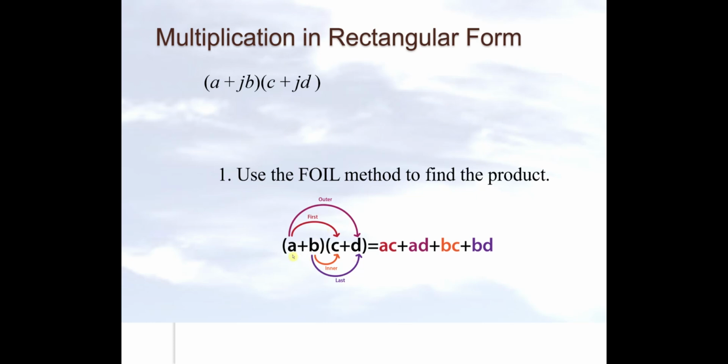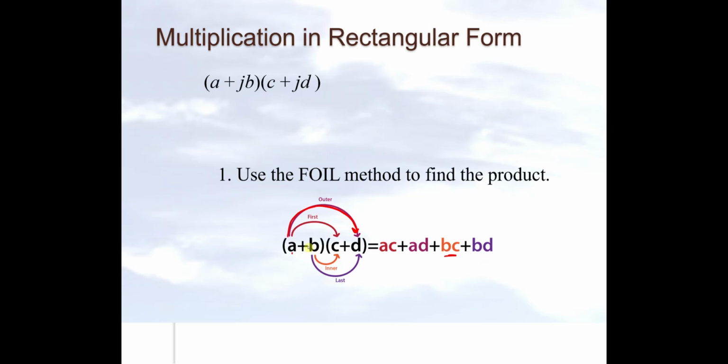Just a reminder here: to do the first, you get a times c. To do the outer, you have a times d. To do the inner, you have b times c. And finally, you do the last, which is b times d. And you add them together to get the result.